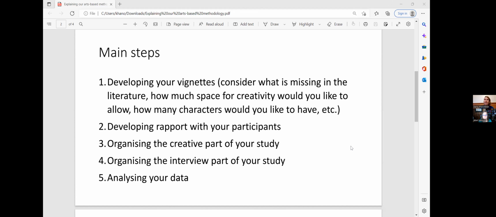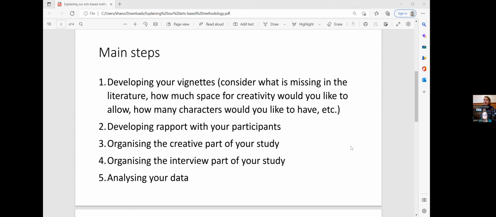specific set of vignettes. But then after you develop your vignettes, the next step would be to develop rapport with your participants. And it's very important because this is a non-traditional task, and some participants might say, I don't have any artistic skills. I feel like I have nothing to contribute here.